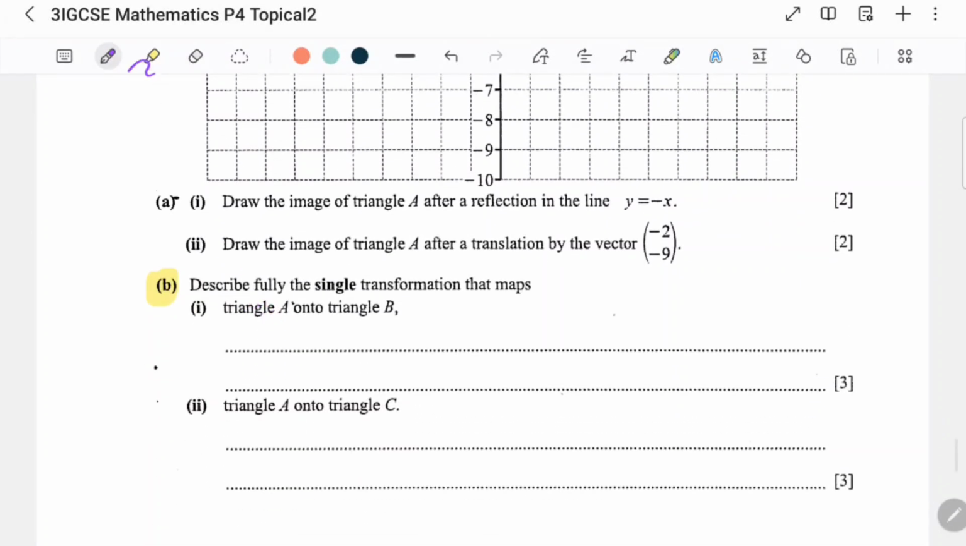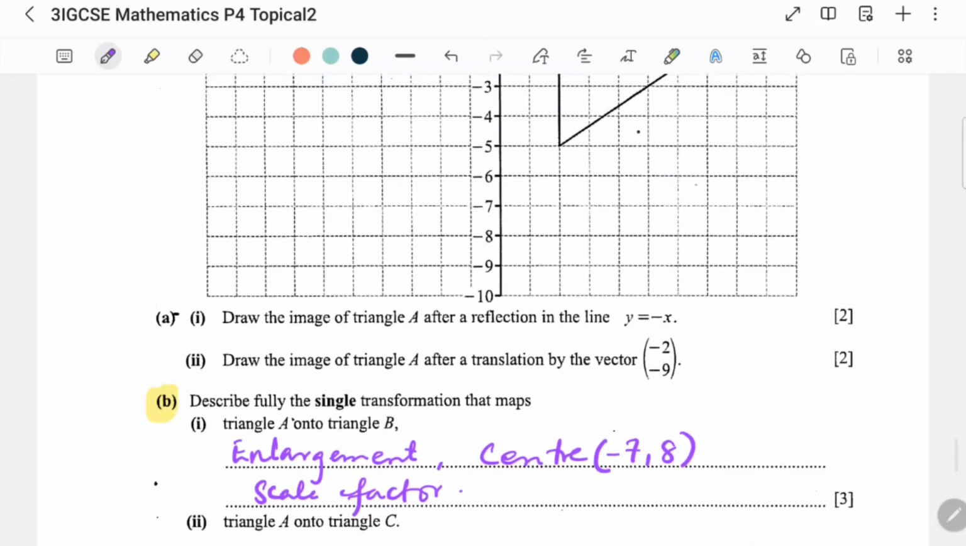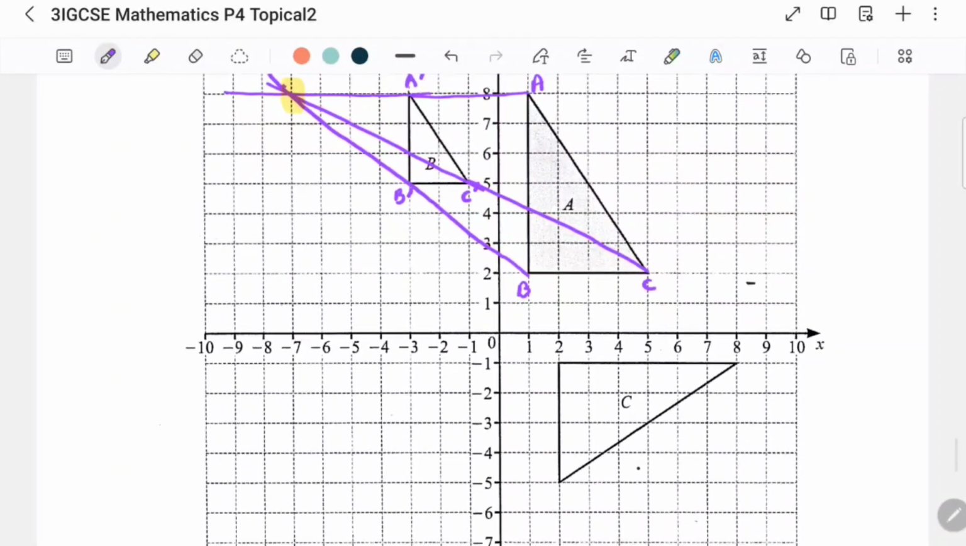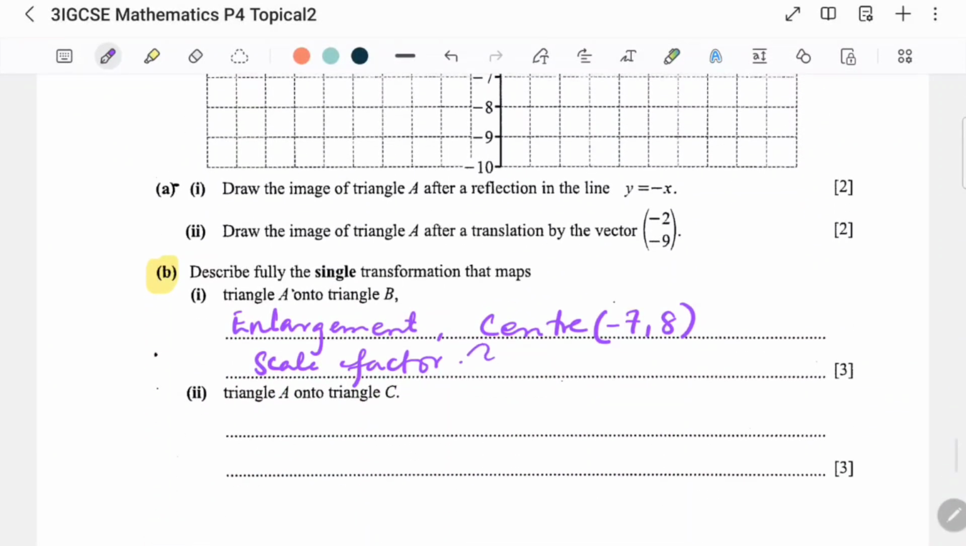So this enlargement's center is -7, 8, and the scale factor here, again, is positive. So the length of the image is 2 and the length of the object is 4. So 2 upon 4, which equals half. Your image is becoming half of the original diagram, and this is also a 3 marks question.